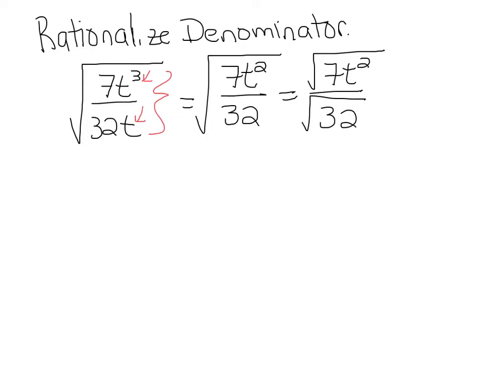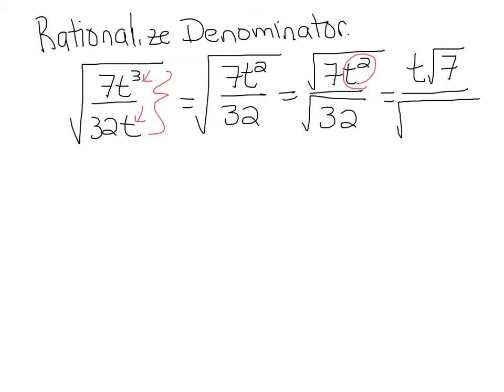In our numerator, notice that t squared is a perfect square. This means I can take the square root of it and put it outside the radical. Now let's look at our denominator of the square root of 32. We're going to rewrite the square root of 32 as the largest perfect square that we know of that will divide 32, times whatever else it needs.